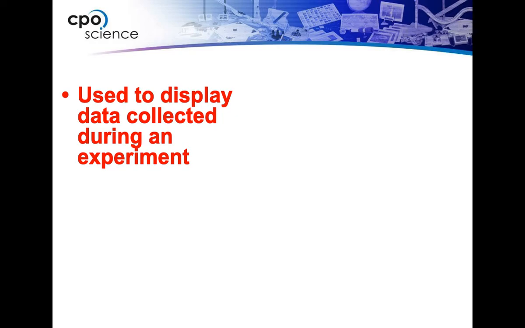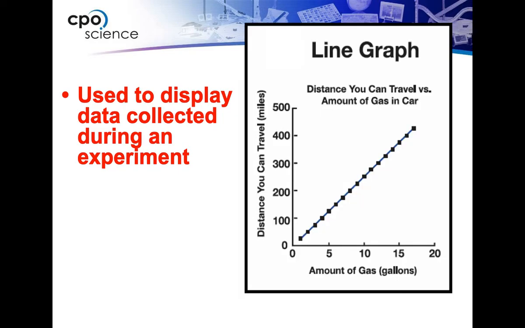Graphs are used to display data collected during an experiment. In this particular graph here, it looks like they're comparing the amount of gas that you're going to be using in comparison with how far you can travel in miles. So for this particular car, if you had, let's say, 5 gallons of gas, it looks like you could go maybe around 110, 115 miles. You can see in some instances, you really have to do your best with estimating based on just lining things up.